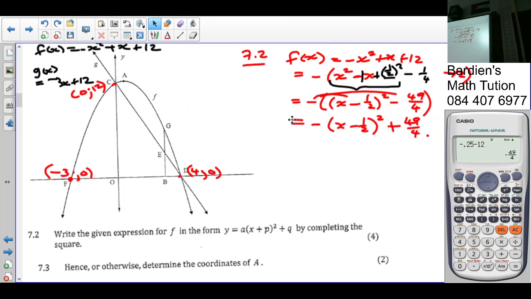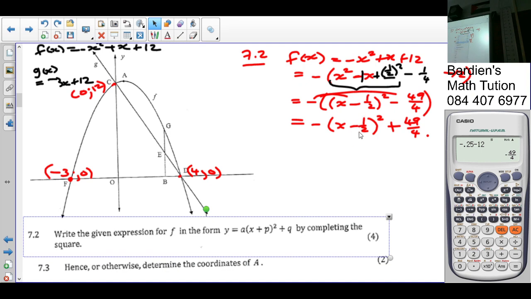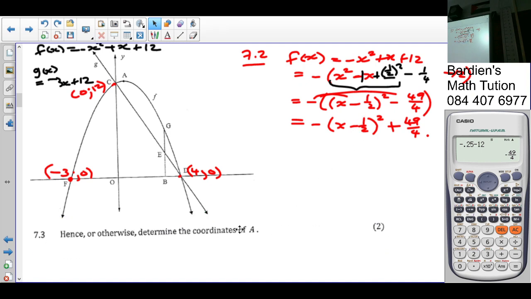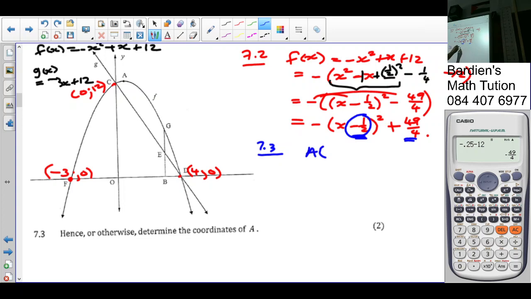People, a very, very important operation or calculation to be able to do. Procedure. Hence, determine the coordinates of A. A is your turning point. Not so? Now, your turning point is made up of this value being your x and that being your y. Remember your additive inverse on that. So, 7.3, your turning point, which is A. Since that is negative half, it becomes positive half, and 49 over 4. Doesn't make sense, people?